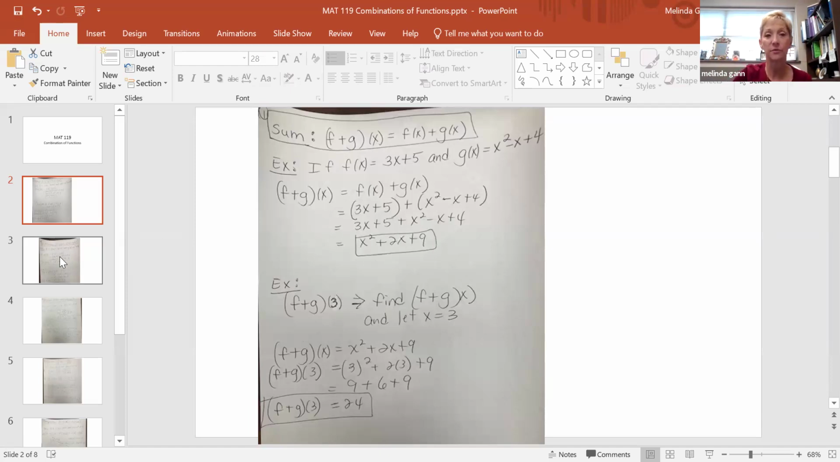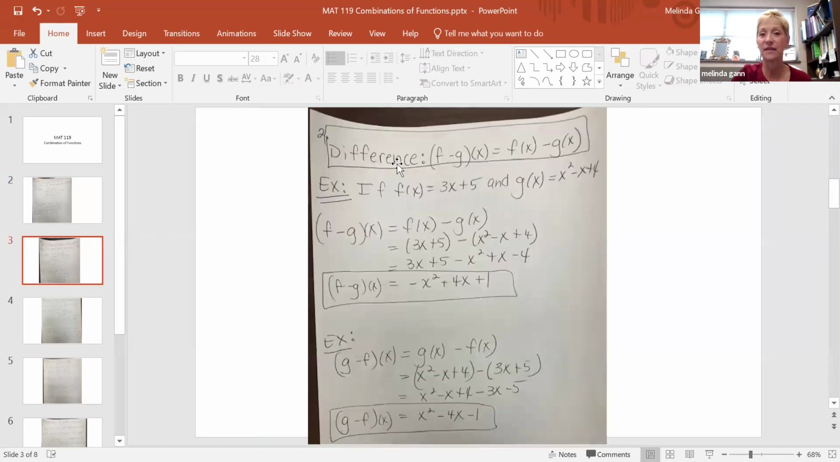Now, what if you were subtracting them? What if you were finding the difference? What if you had f minus g at x? Well, that's f of x minus g of x, the first one minus the second one. So the same example, if f of x is 3x plus 5 and g of x is x squared minus x plus 4, instead of adding them, we're going to subtract them. And the order matters.